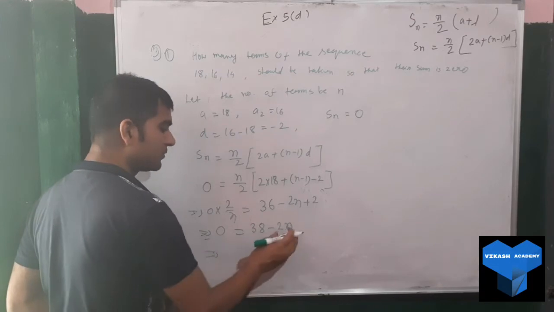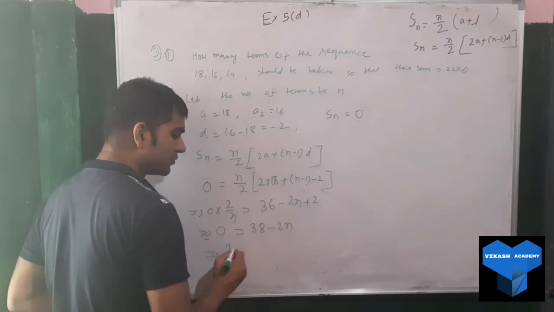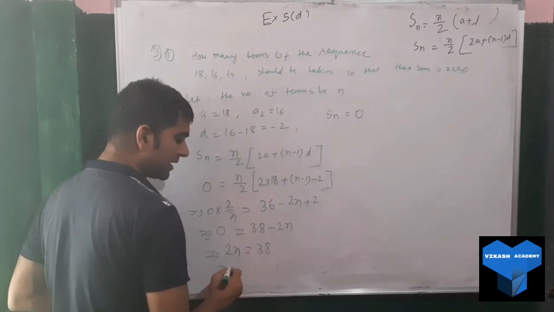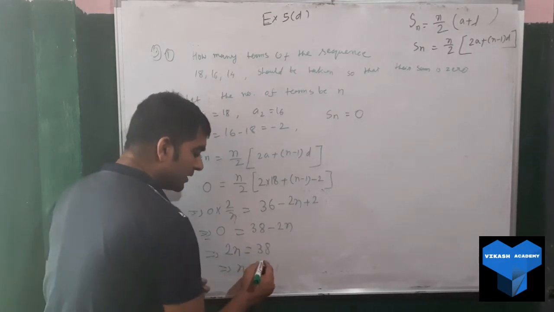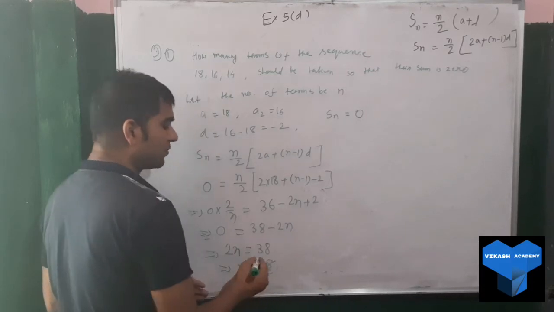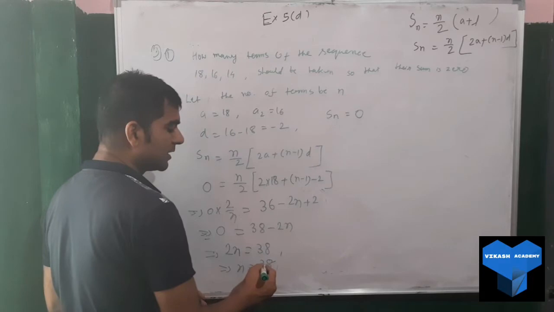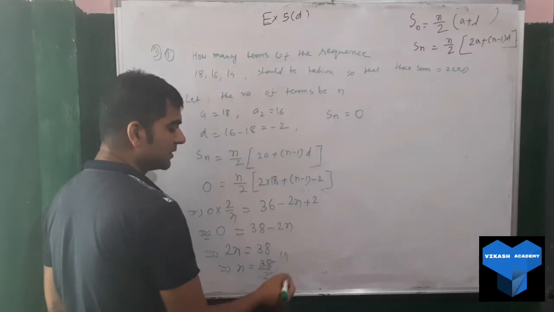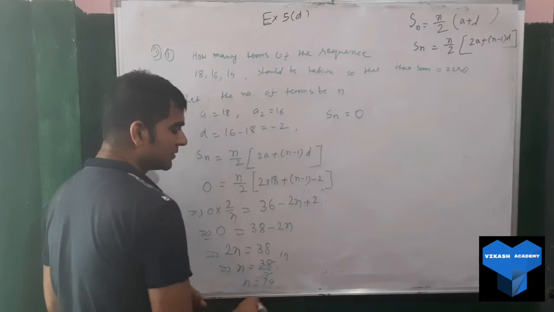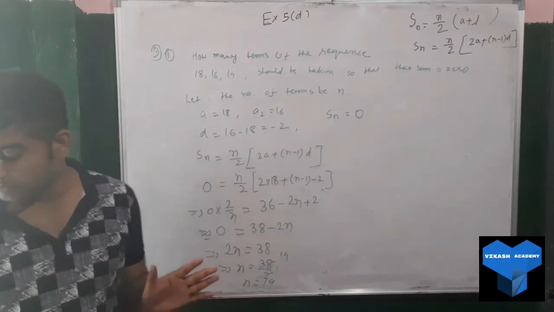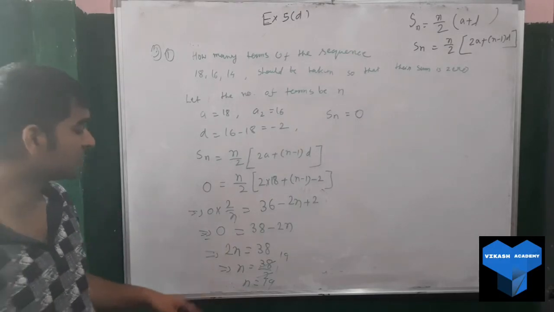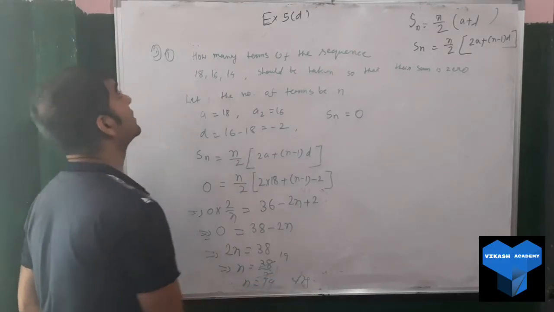Next step, you bring 2n to this side, so it will be plus 2n equal to 38. Or next, I can write n is equal to 38 by 2. When you divide, 2 1s are 2, 2 9s are 18. So we got n is equal to 19. So how many terms will there be for this question? n will be 19 terms. Okay, so this will be our answer for question number 3-1.